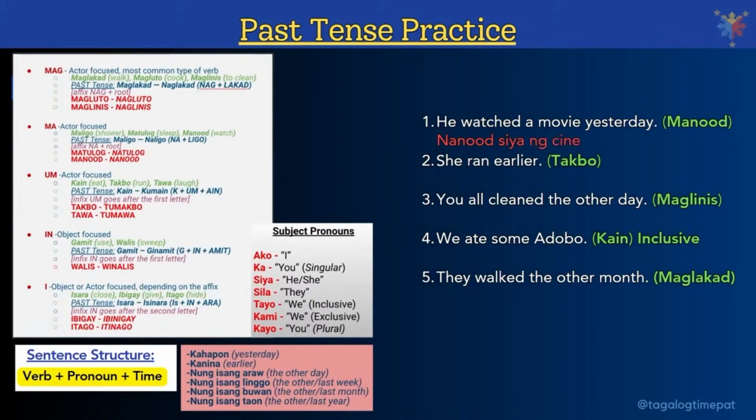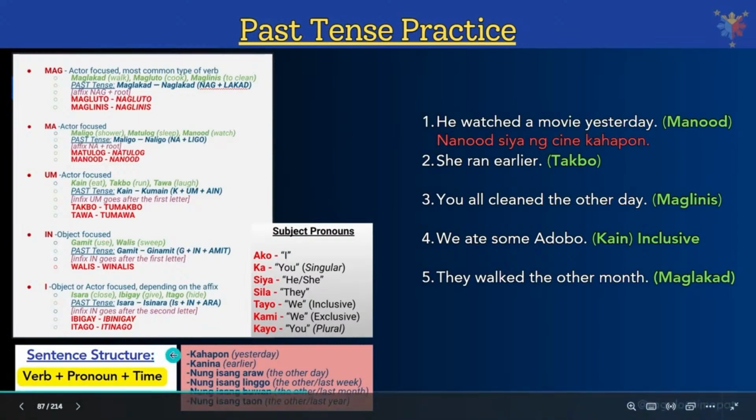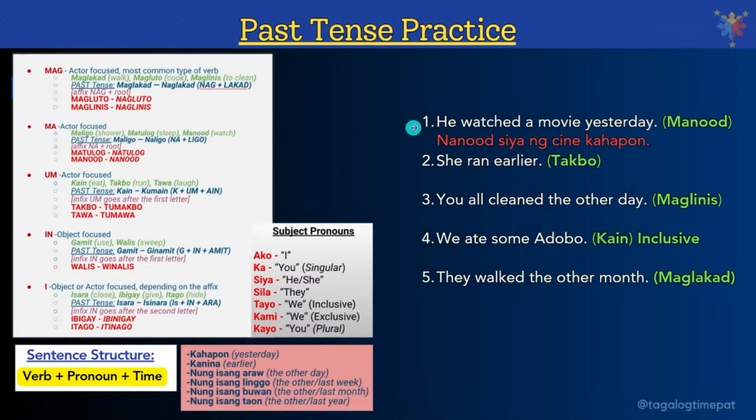Nanood siya ng sine kahapon. A movie, kahapon, yesterday. So in our sentence structure, I didn't point out where an object would go. It would go before the time. So, nanood siya ng sine kahapon. He watched a movie yesterday.